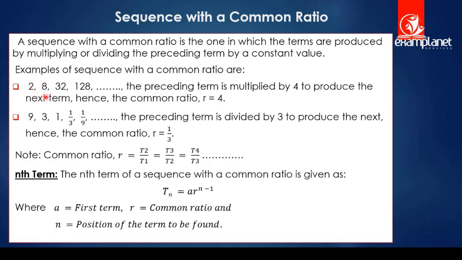That's 8 divided by 2 to give us 4. Or the third term by the second, which is 30 divided by 8. Or 120 divided by 32, which is the fourth divided by the third.